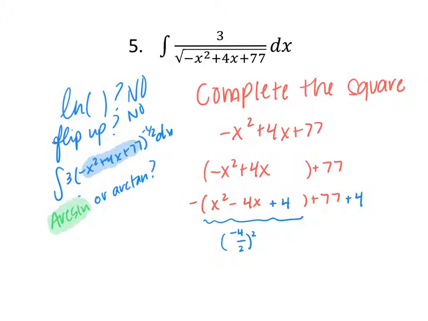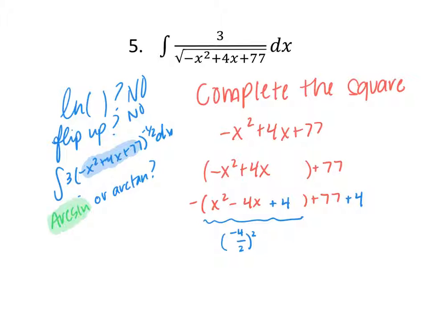If you are uncertain, you can always redistribute your negative sign and combine like terms, and you should get what you started with. If you are uncertain whether it's supposed to be a positive or a negative 4, distribute the negative sign and combine like terms, and you should get your negative x squared plus 4x plus 77.